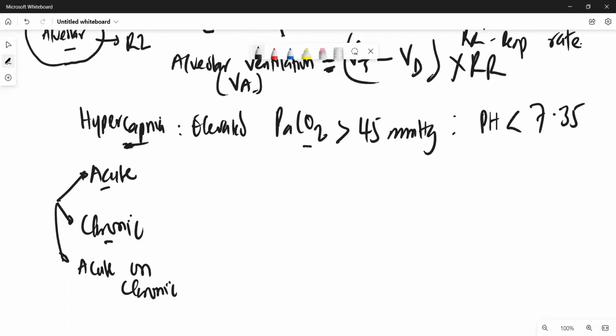One of the things that I normally look at to differentiate if this is acute or chronic or acute and chronic: the normal PaCO2 is usually 40, so that's the cutoff we normally use, and the bicarb is usually 24.